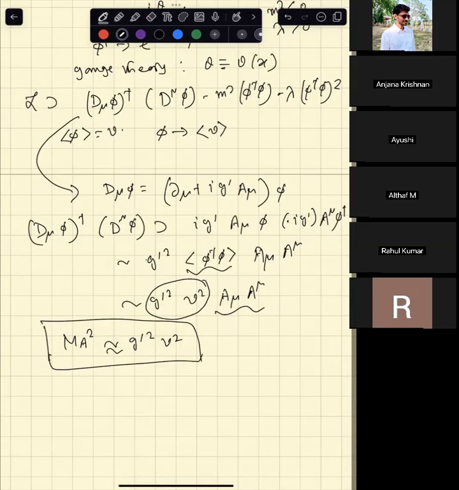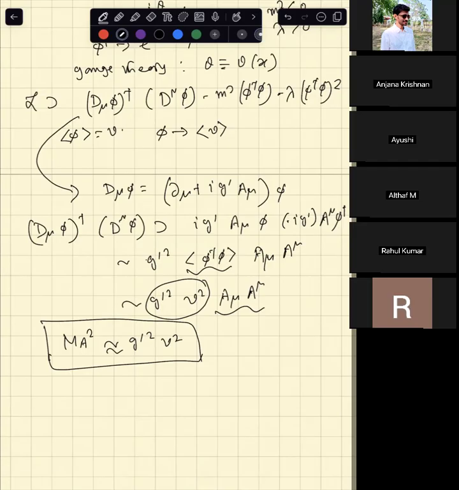Now v is a vacuum expectation value of the scalar field, so it has a mass dimension 1. So v square has a mass dimension 2. So this is perfectly the mass term of the gauge field. But importantly, the mass term of the gauge field depends on the vacuum expectation value times the gauge coupling, the coupling between the scalar field and the gauge field.